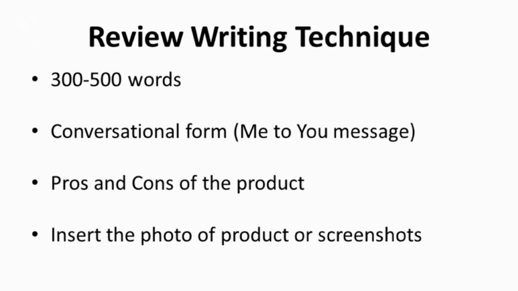Write it in a conversational form, a me-to-you message. You don't have to be formal, just make it more personal and friendly. Only 2 important points that you should write for a review article: the pros and cons of the product. This is the main purpose of your readers reading your review writing, so be concise and straight to the point. In addition, you can insert the photo or screenshot of the product. For physical products, you can show different angles and also measurements.